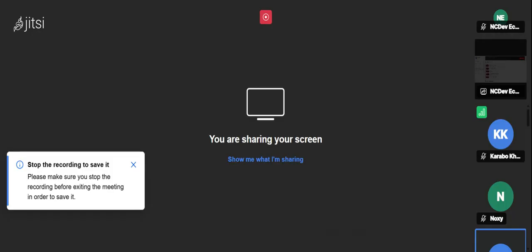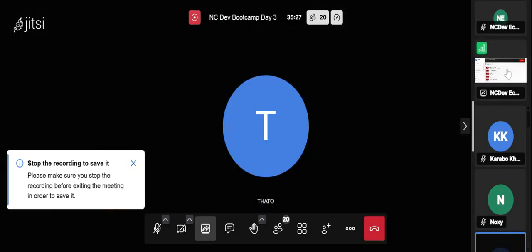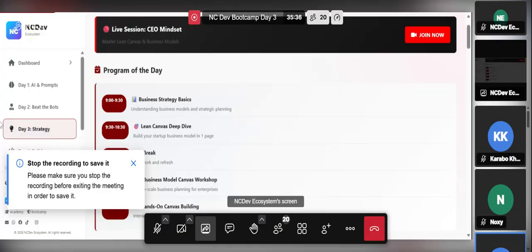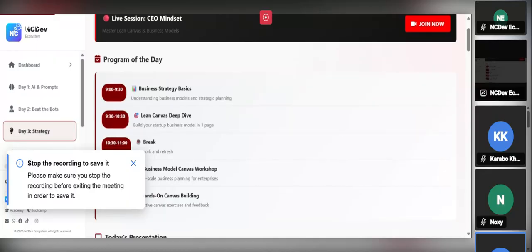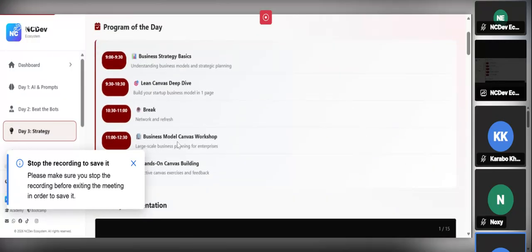Today we're focusing on business strategies. This is our program for today. We will learn the business strategy basics, understanding how the different business models work. We will look into a few strategies, so we have the lean canvas business model and the business model canvas. We'll also deal with test activities, hands-on activities, after this.